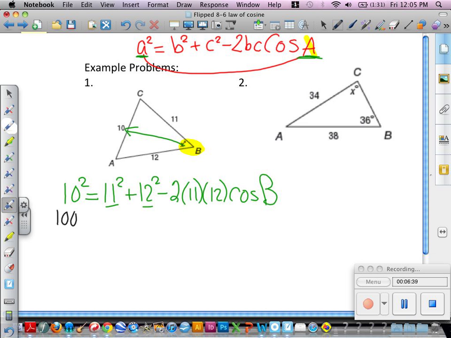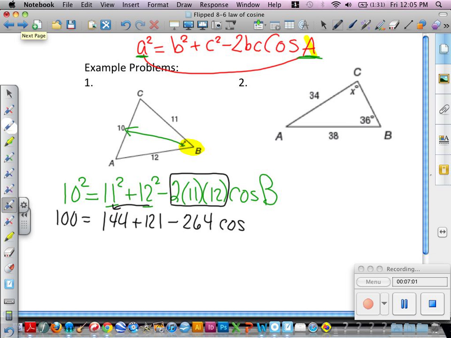I'm going to go ahead and do the math. 10 squared is 100. 12 squared is 144. Whoops, I got these switched around on my paper, my apologies. 11 squared is 121, minus, now multiplying all this together, people say take 2 times 11 times 12. That gets you 264, cosine B.